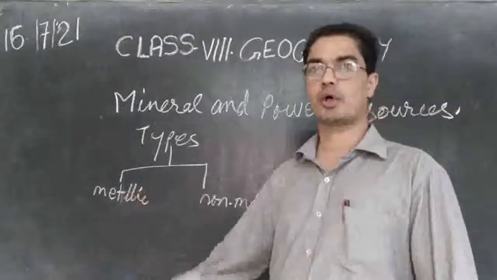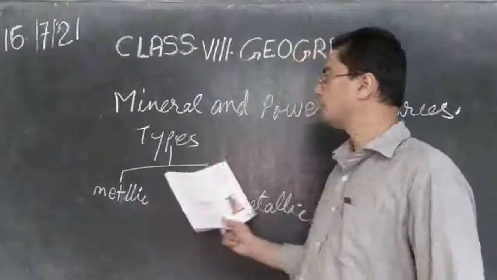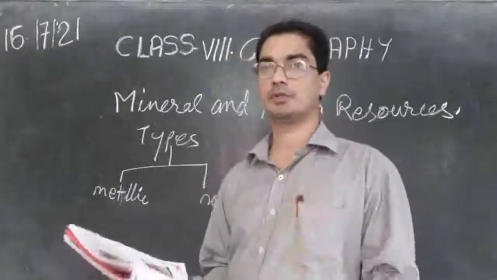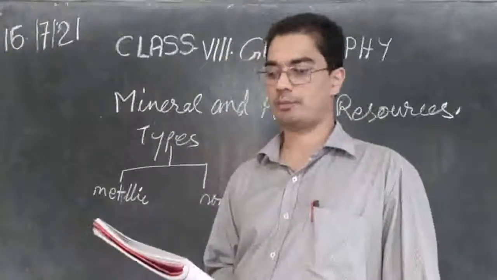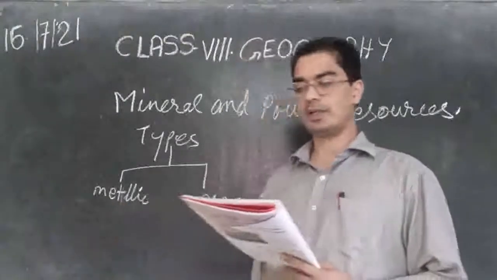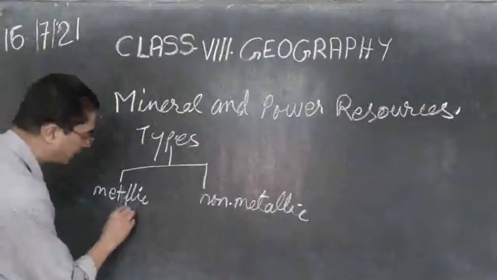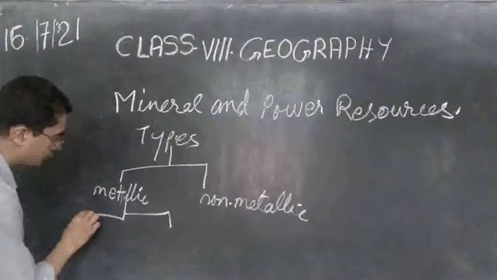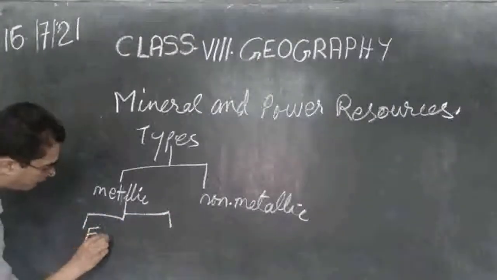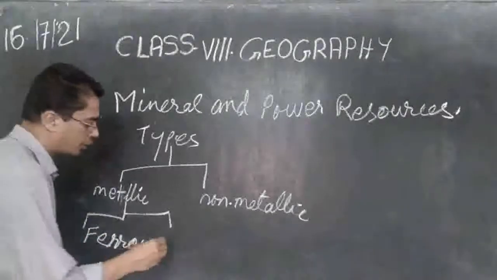So these are the two broad divisions that we can make of the different types of minerals that we find. We can divide them into two prime groups, metallic and non-metallic. Then metallic minerals can be divided again into two. One is ferrous and another one is non-ferrous.